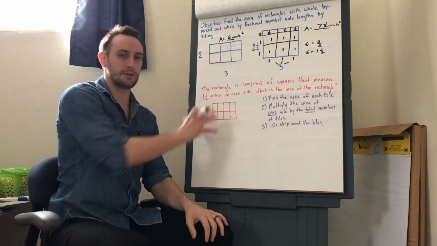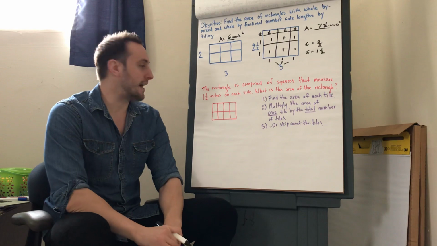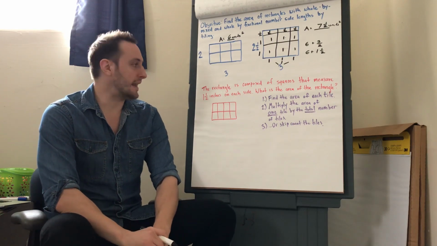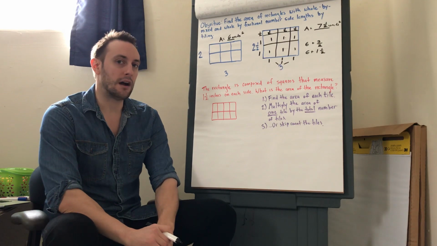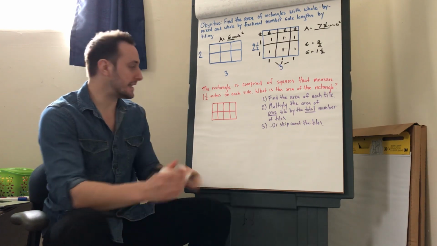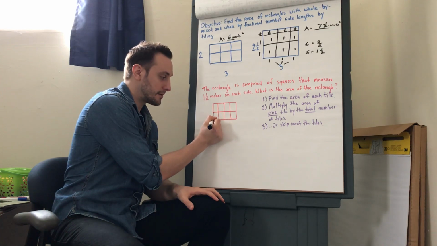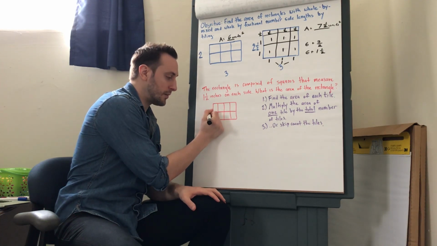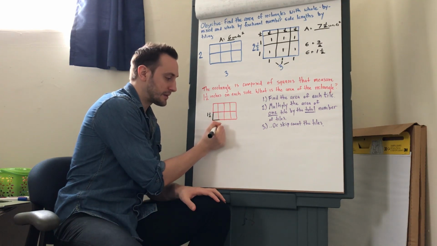So let's go ahead and do the next one. The rectangle is composed of squares that measure 1 1/2 inches on each side. What is the area of the rectangle? So in other words, it's saying that each of these little squares here is going to be 1 1/2 on each side.